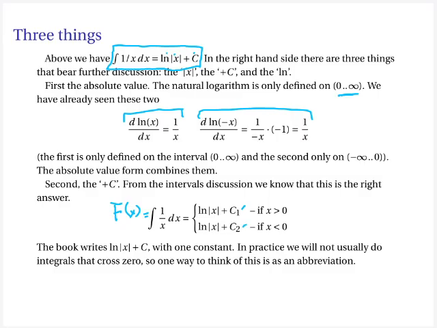Okay, now the book, again, as with the previous slide, writes ln absolute x plus capital C with a single constant. In practice, we don't usually do integrals that cross 0, so one way to think of this is as an abbreviation. But in any event, technically speaking, you could have a different capital C on the one side as on the other side. We don't typically need that, but just to have said it.